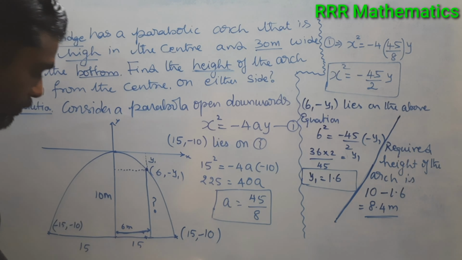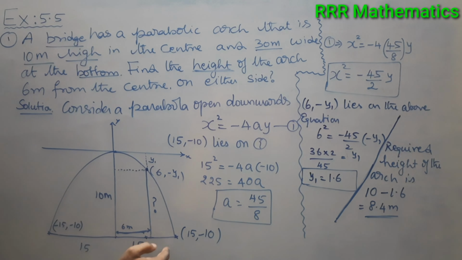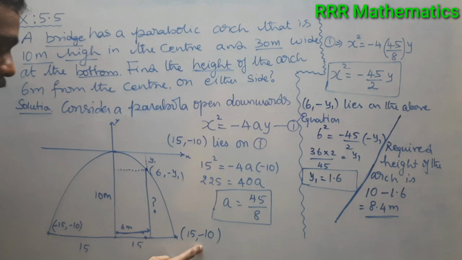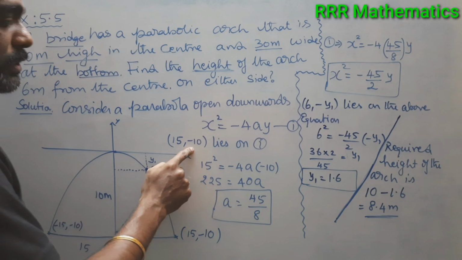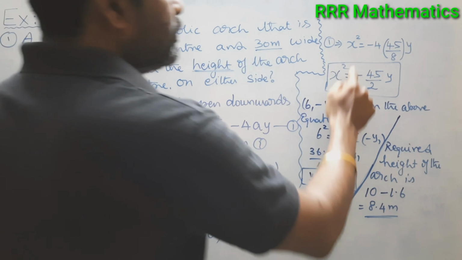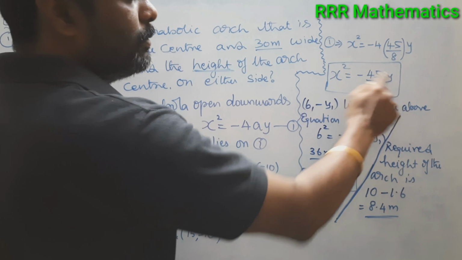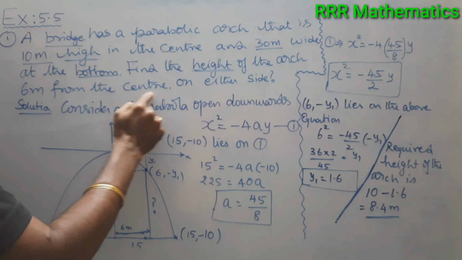Now substitute any one of these 2 points in the general equation. What is the general equation? This is a parabola open downwards whose general equation will be x square equal to minus 4ay. Substitute this point or this point, because both points lie on the parabola. When you substitute, it gives the value of a as 45 by 8. Substitute in 1, it gives the exact equation of this case, which is x square equal to minus 45 by 2 into y.